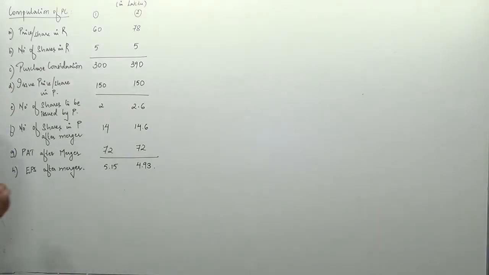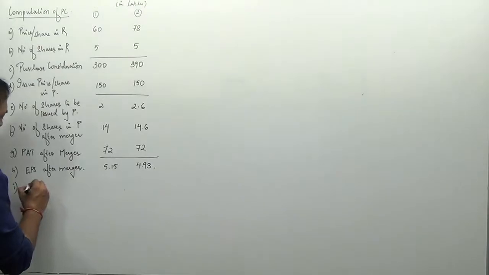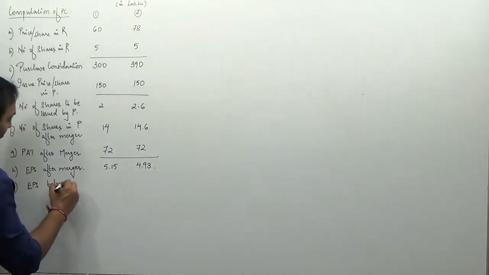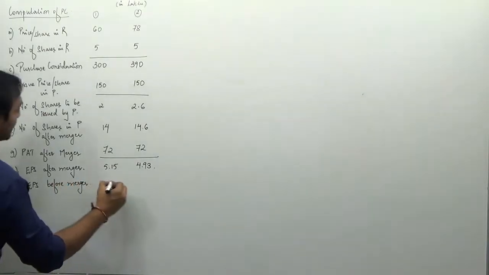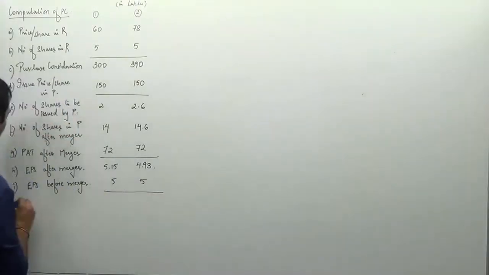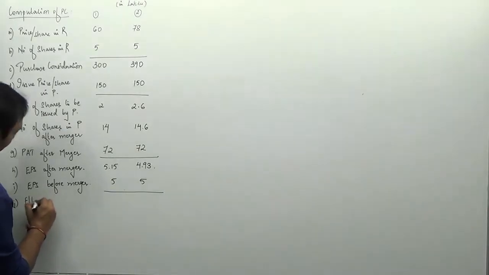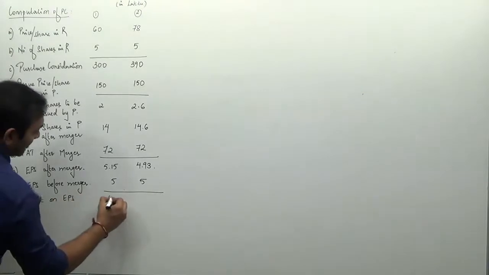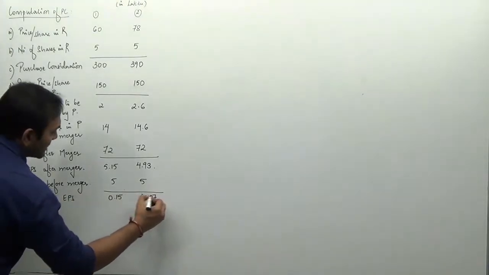He's asking you the effect on EPS. What was the EPS before merger? P Limited's EPS before merger is 5. So my effect on EPS here it is positive 0.15, negative 0.07.